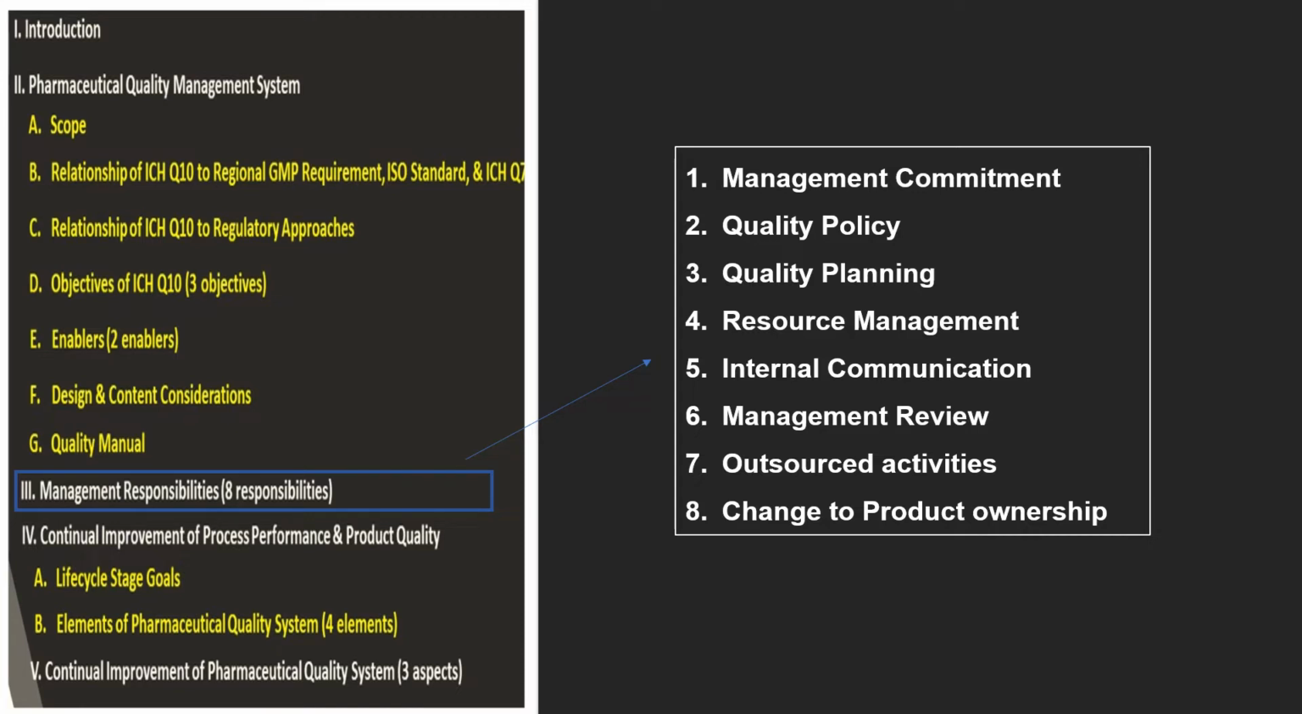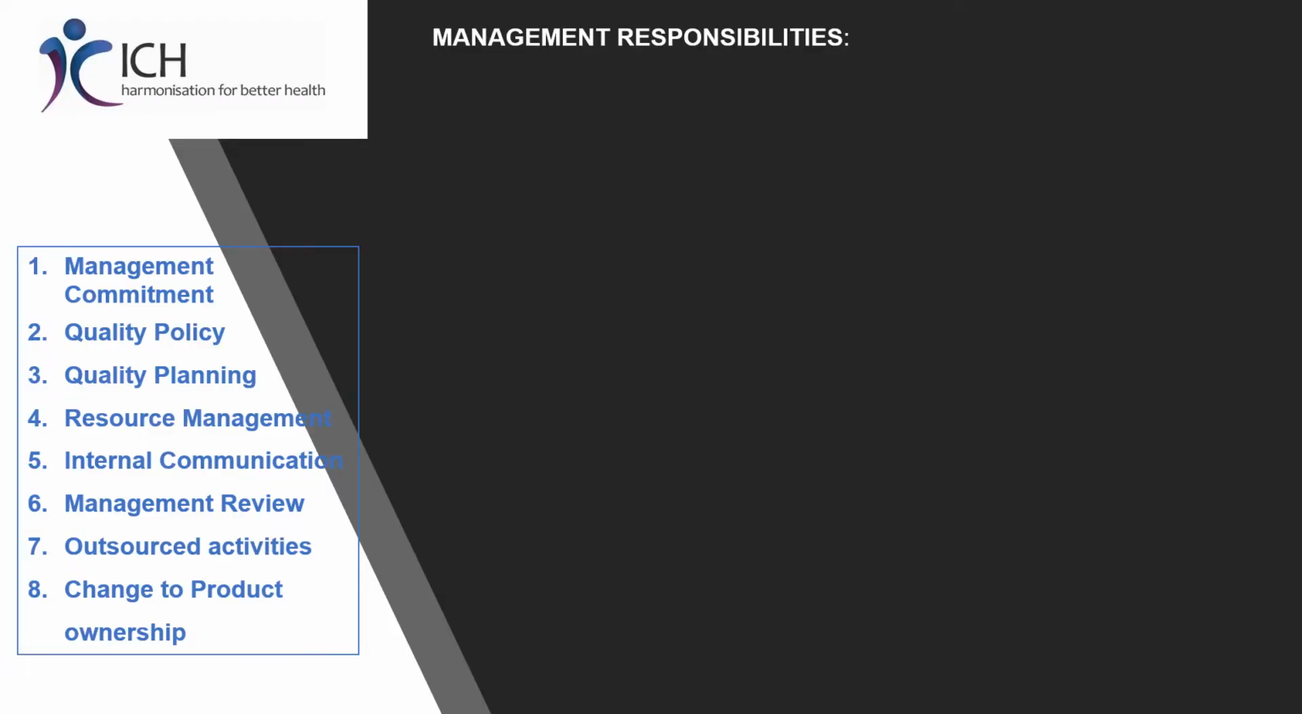So they are more refined responsibilities here. The responsibilities include management commitment, quality policy, quality planning, resource management, internal communication, management review, and outsourced activities. There's one additional responsibility here, that is the responsibility during the change of product ownership, which is not specifically defined in the USFDA guidance. We'll see one by one the details of each responsibility.